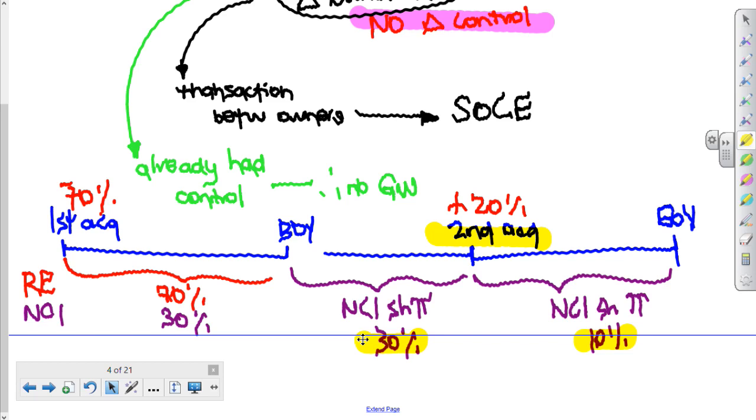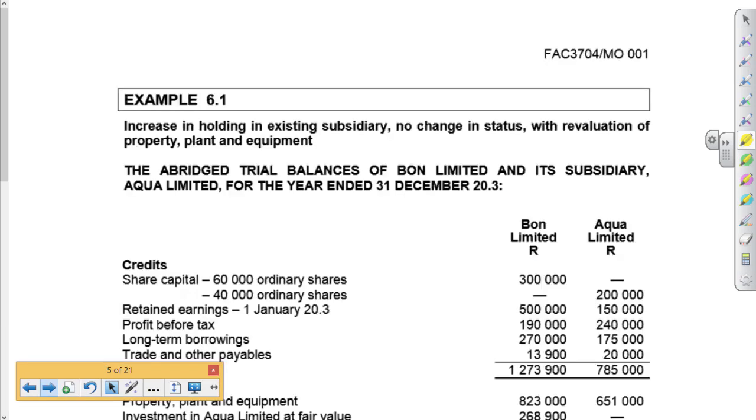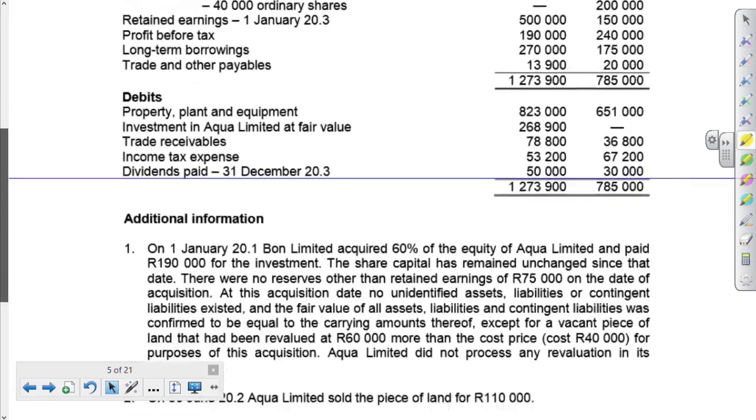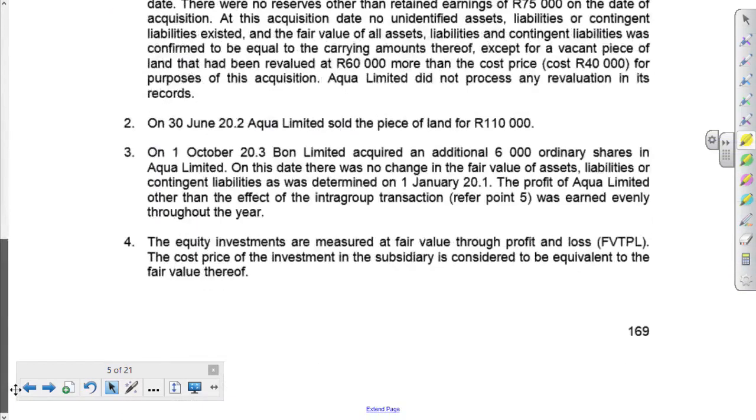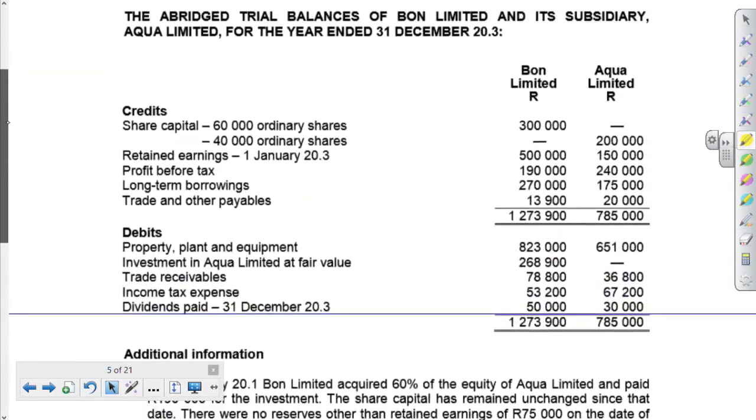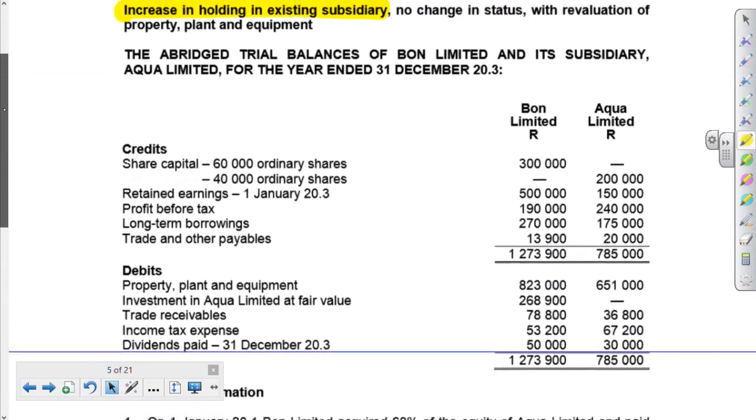We're going to look first at example 6.1, an increase in an existing subsidiary. No change in status, with a reval. Okay, but revals we're used to seeing already from second year, isn't it? So with a reval. It's on page 169.